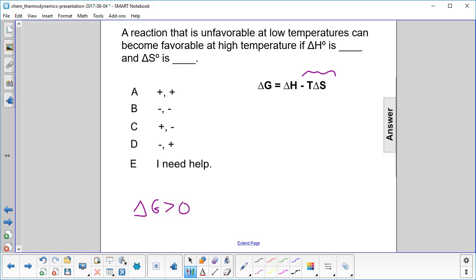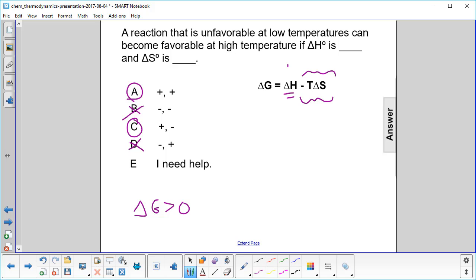So how can we be unfavorable? Well, delta H has to be positive. So that looks like can be either A or C, right? We can rule out these guys. So as T gets higher, that's going to make this term more important. And we have to turn delta G negative so it will be favorable.